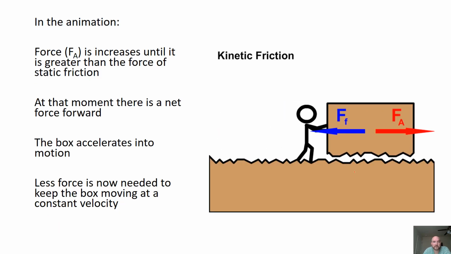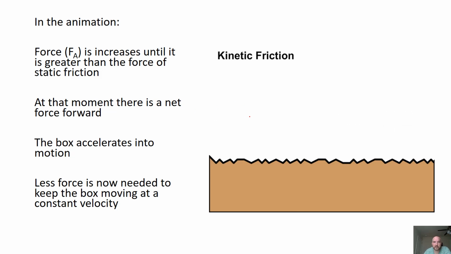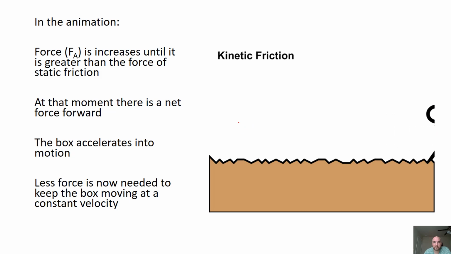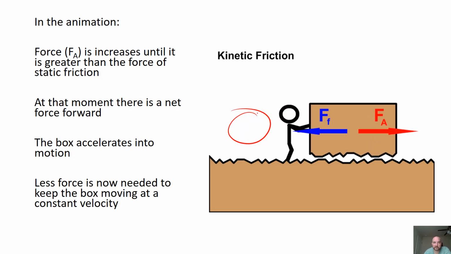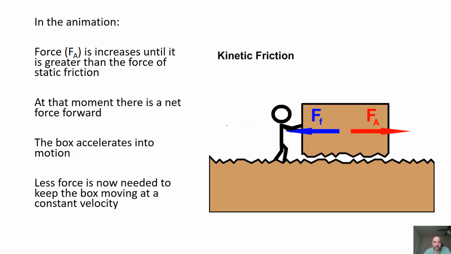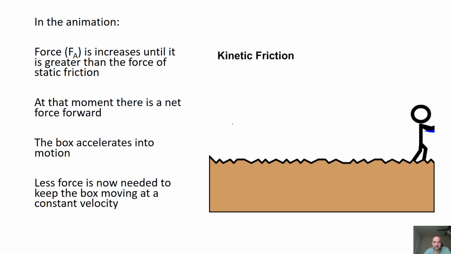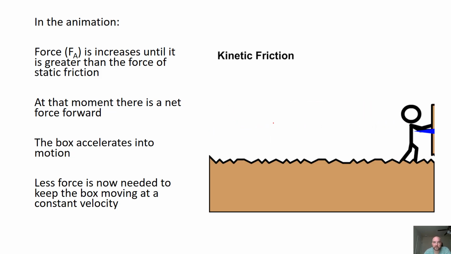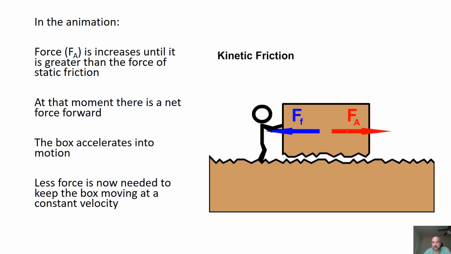So here in the animation, just to look at what's going on. Initially, you have static friction, and what I want you to notice is that the force of static friction increases. So if I apply a little bit of force and it's not moving, it's still static friction. If I apply a lot of force and it's still not moving, it's still static friction. So it's going to increase the whole time until the motion starts occurring. At that point in time, it's going to be kinetic friction.